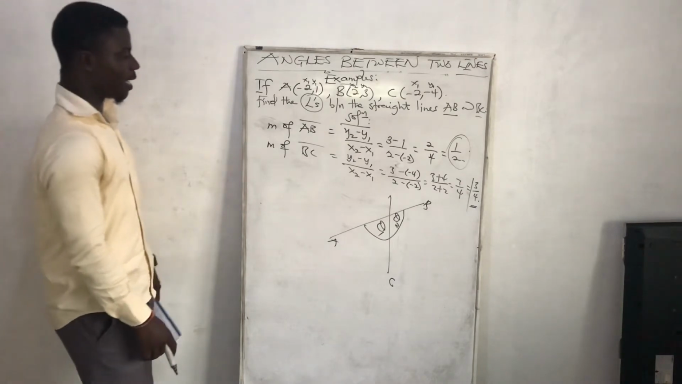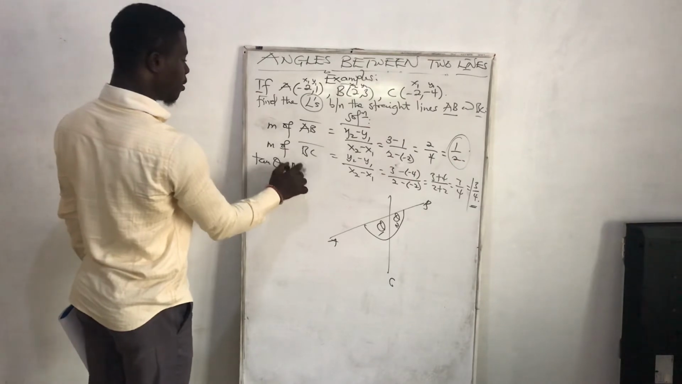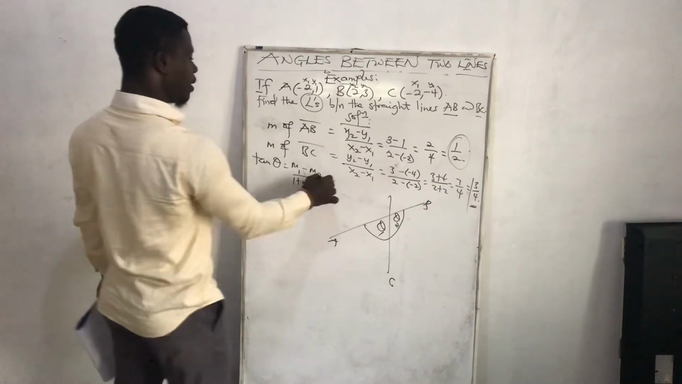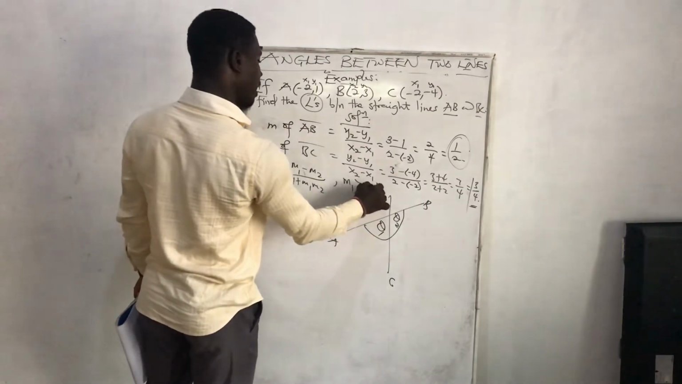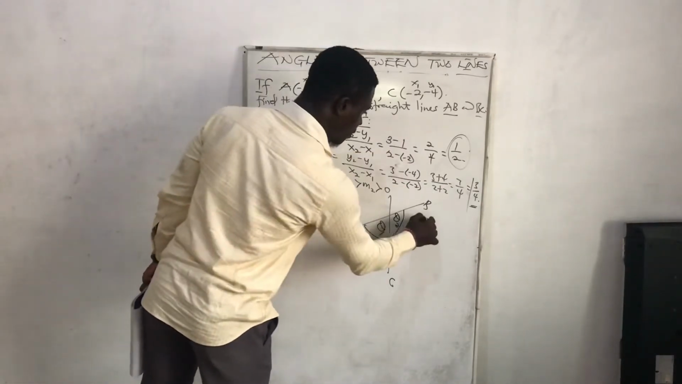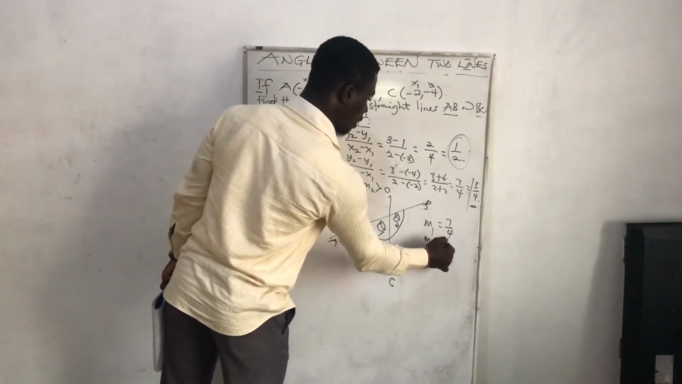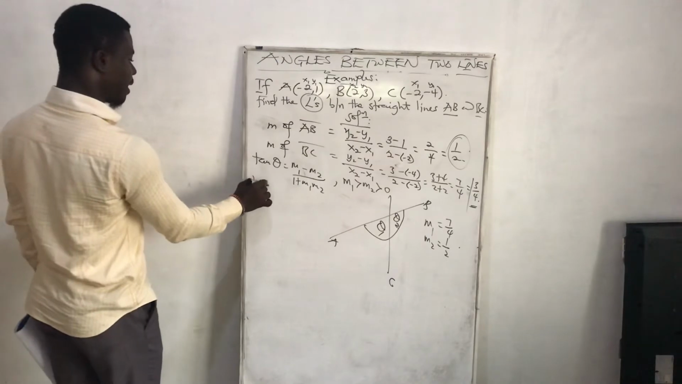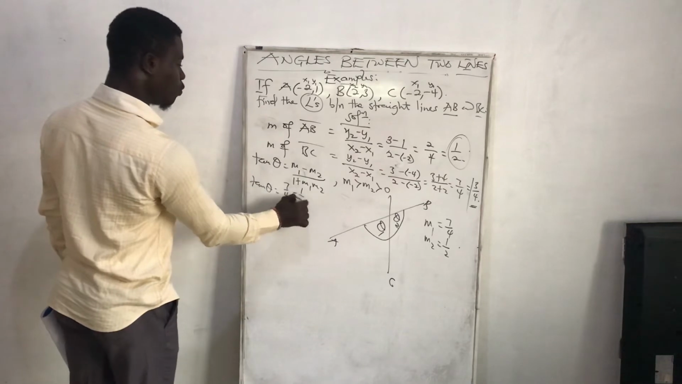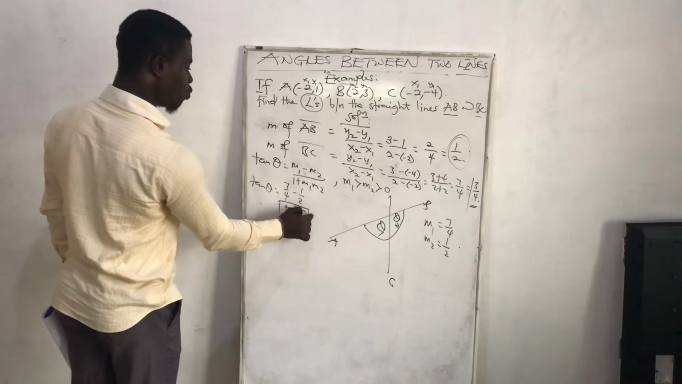So how will you find the angles? You start with tan theta equals m1 minus m2 all over 1 plus m1 m2, where m1 should be greater than m2, greater than 0. And I know my m1 is 7 over 4, because I said m1 is greater than that, and my m2 is 1 over 2. So tan theta equals m1, 7 over 4, minus m2, 1 over 2, all over 1 plus m1, 7 over 4, times m2, 1 over 2.